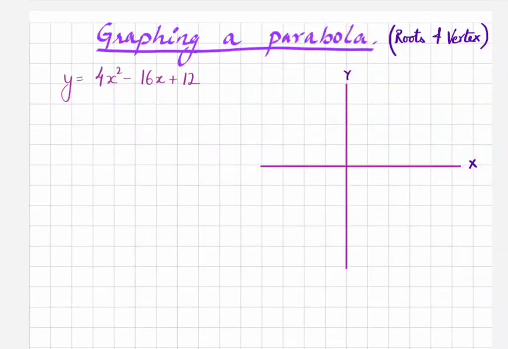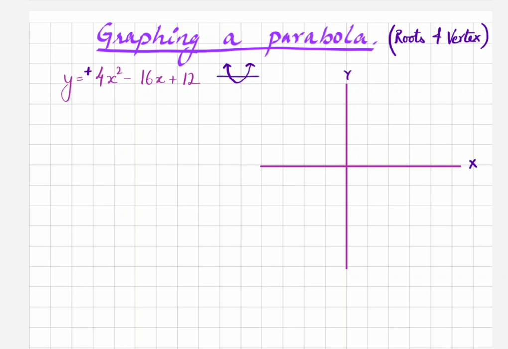Hi guys, so today we are learning about graphing a parabola using roots and vertex form. When we look at this equation, y equals 4x squared minus 16x plus 12, we know that this is a positive parabola because the x squared value is positive, right? Positive means this parabola is going to open upwards, right?